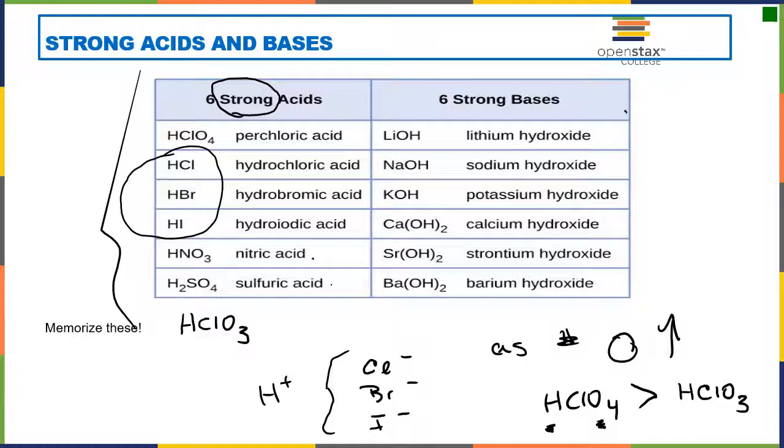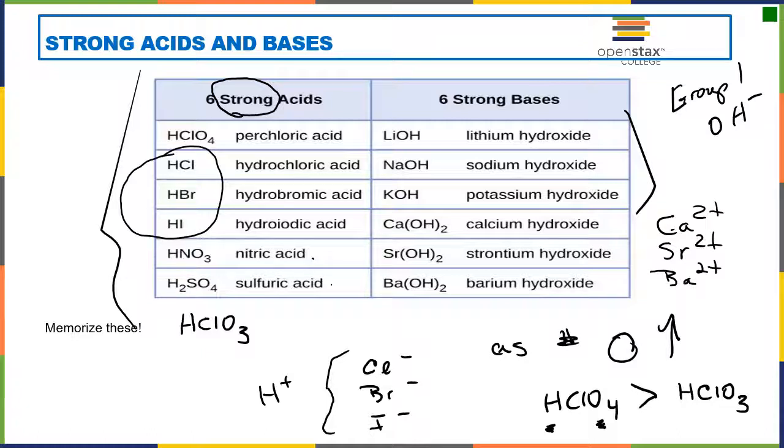Our strong bases are anything that is a group 1 hydroxide with an OH minus, as well as these particular group 2 hydroxides, which are calcium, strontium, and barium with hydroxide. And we know these guys back from our solubility rules, back from chapter 4.